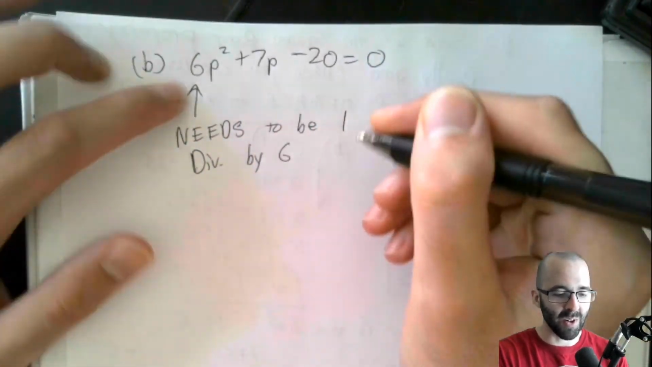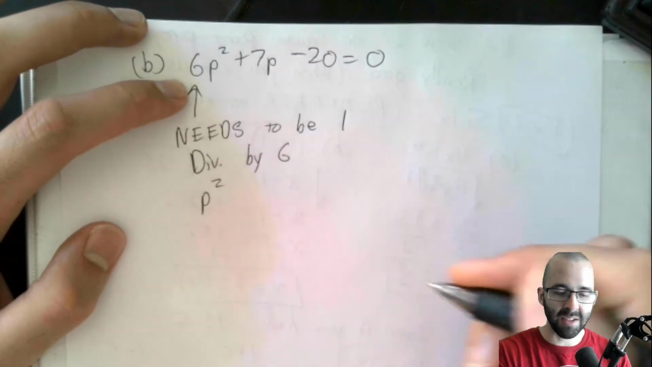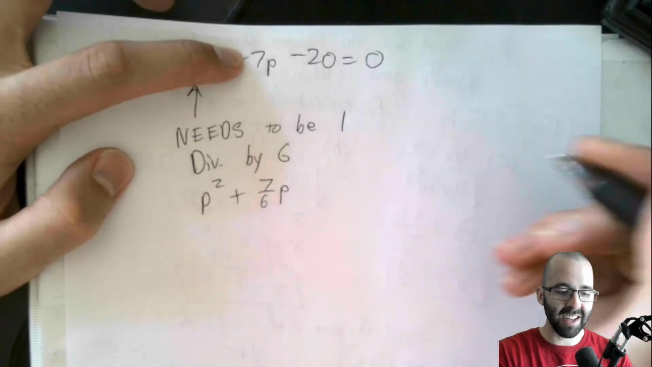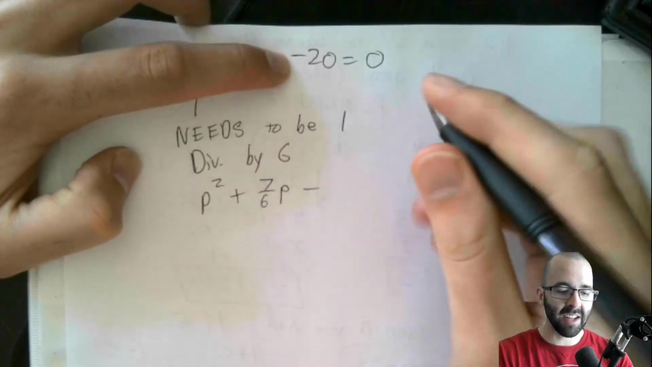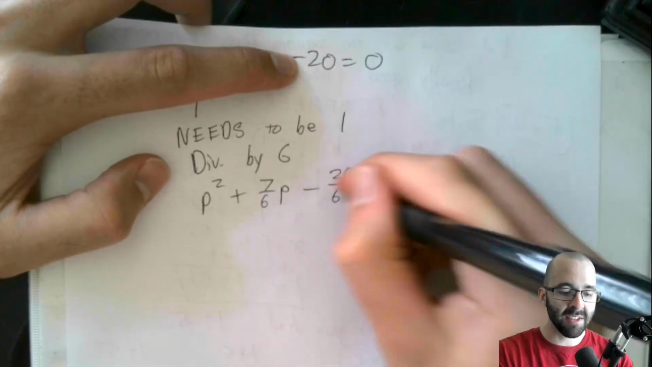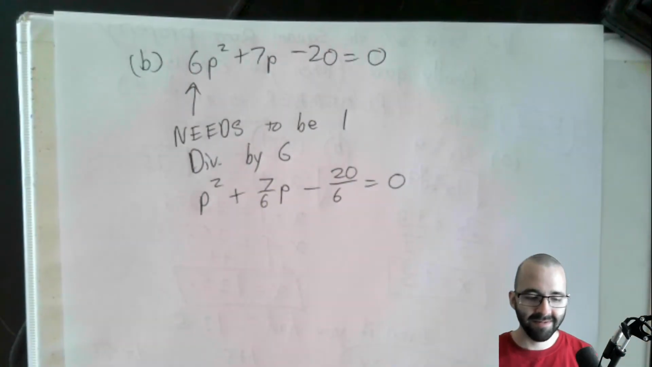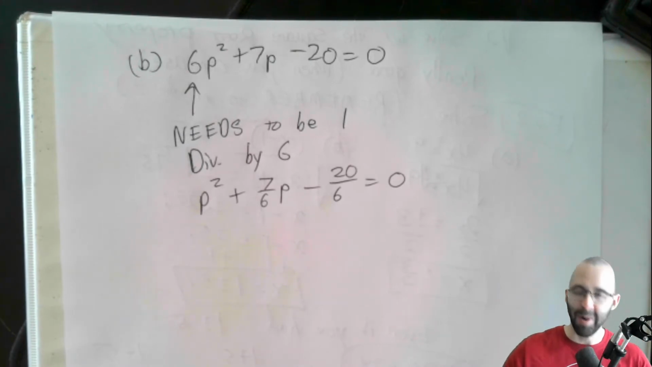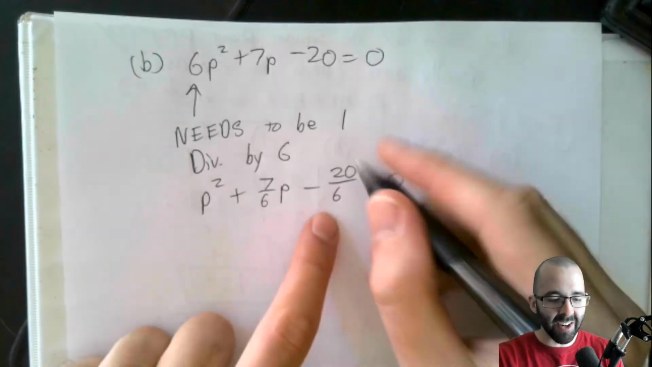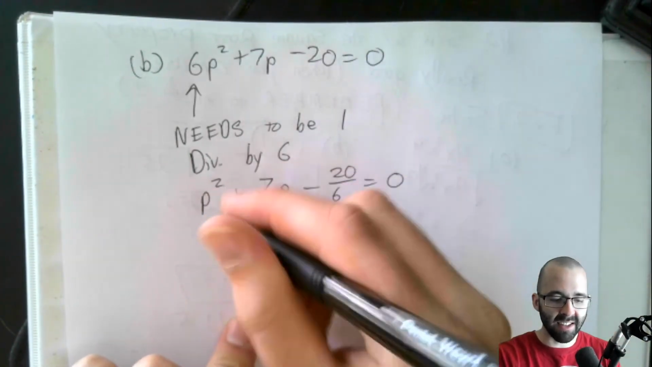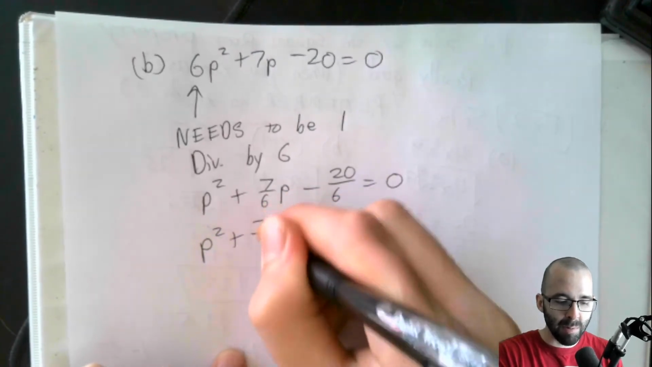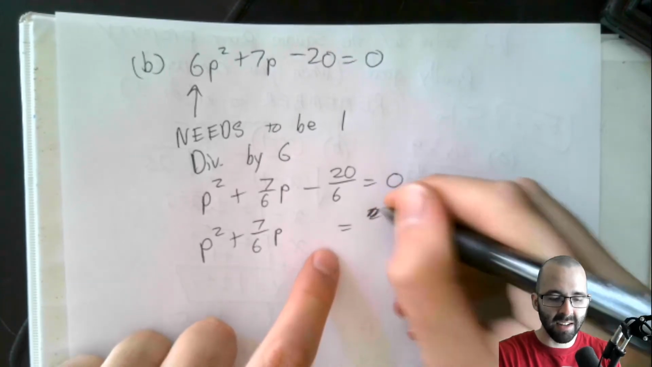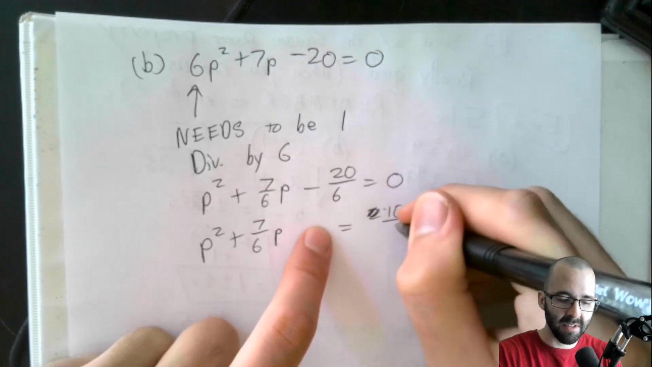Woohoo! Divide this by 6. Now it's just p squared. Divide this by 6. Woo! 7/6 p. Things are getting fun. Minus, divide this by 6. It's 20/6, which is going to reduce. Aha, now the coefficient is 1. So you're seeing how these problems can become fun. So now again, we need to move this guy over. So we're going to add 20/6 to both sides. p squared plus 7/6 p, leave it blank, equals 20/6. Let's reduce that. They're both divisible by 2. This is 10/3.